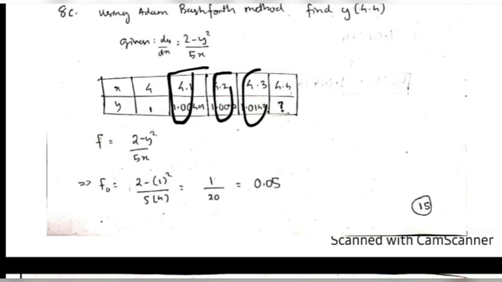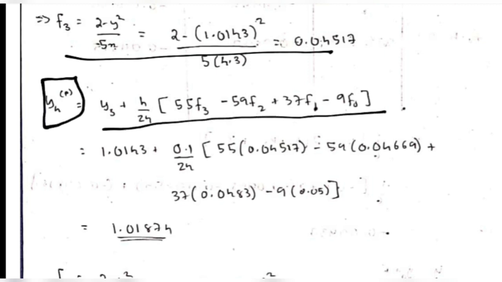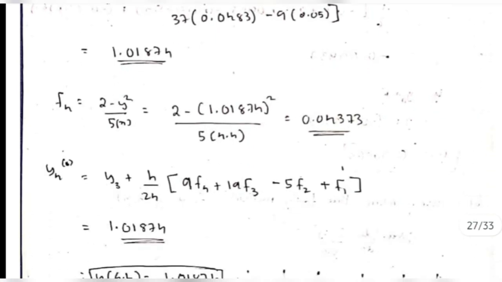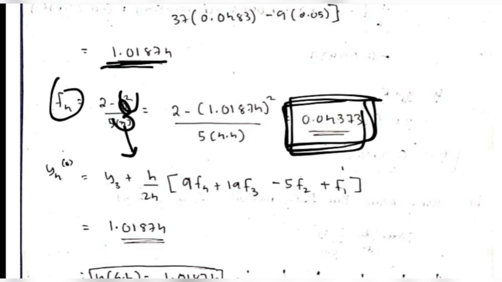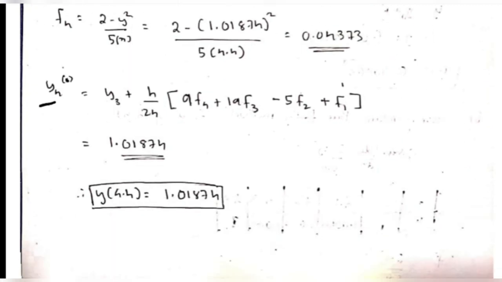For f2 and f3, when we get till f3, we will be using this formula of y4p. When we get the value of y4p, this y4p will be used to calculate f4, by substituting the value of x, which is 4.4, and y, which we got here. By doing that we will get the f4 value, and using that value we will find y4c. And that's it, this is the final answer.